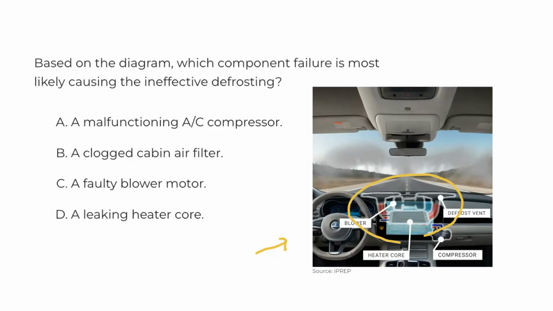And if we look at the diagram over on the right, we essentially get a look into the panel here where all of these are situated. We have the blower, the heater core, compressor, and defrost vent. So let's talk about what's going on here.